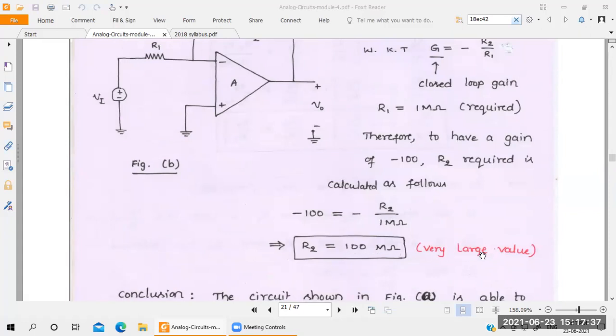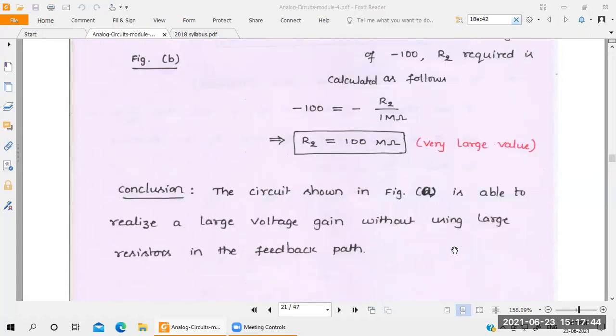This is a very large value. R2 is almost 100 mega ohm, which you have to reduce. So the conclusion is what here? We can get a large voltage gain without using large resistance in the feedback path.